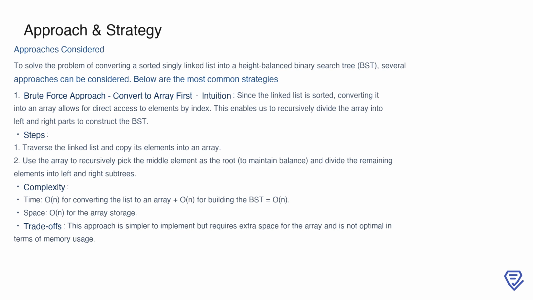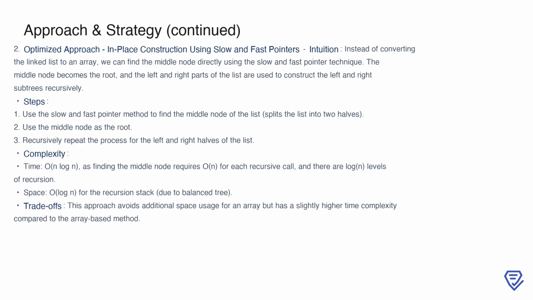Another approach to solve this problem more efficiently is the in-place construction method using the slow and fast pointer technique. Here, instead of converting the linked list into an array, we directly identify the middle node of the list, which acts as the root of the BST. This is achieved by using 2 pointers, a slow pointer that moves 1 step at a time and a fast pointer that moves 2 steps at a time. When the fast pointer reaches the end of the list, the slow pointer will be at the middle node.